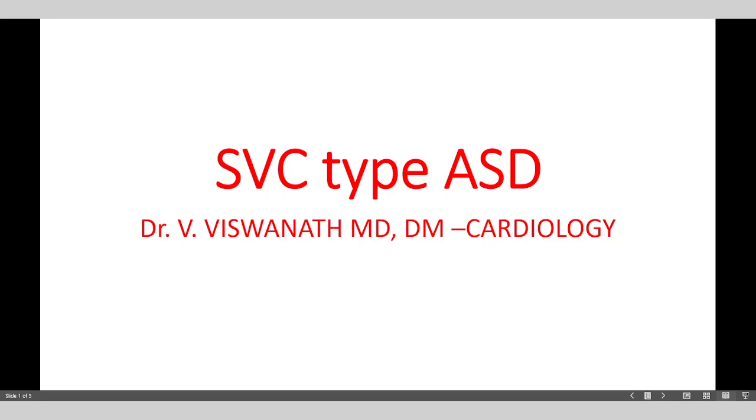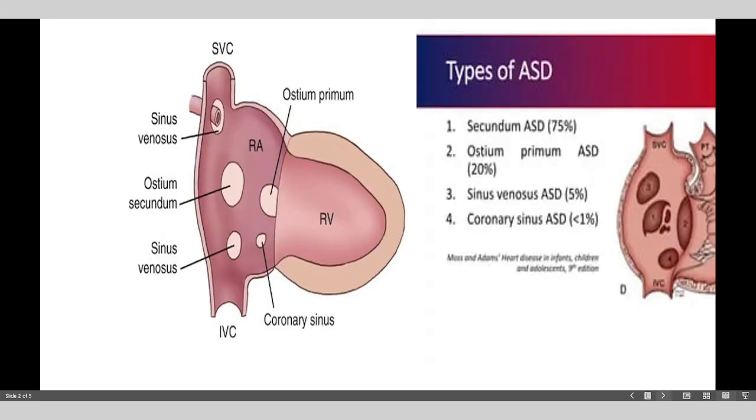Hi, I am Dr. Vishwanath and today we are discussing the SVC type of ASD. Before starting the SVC type of ASD, let us see what are the various types of ASDs.